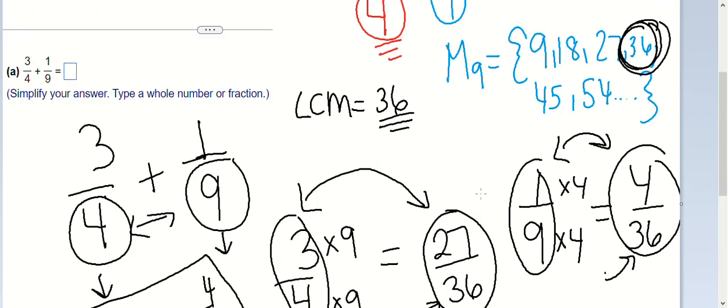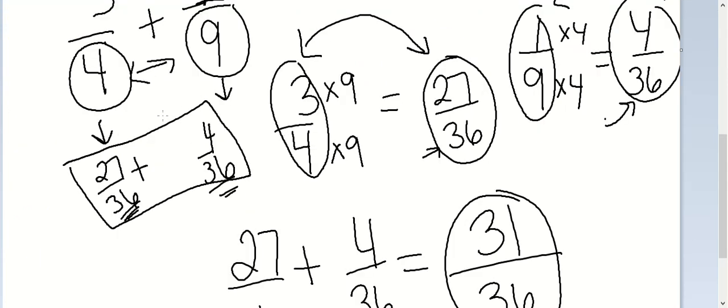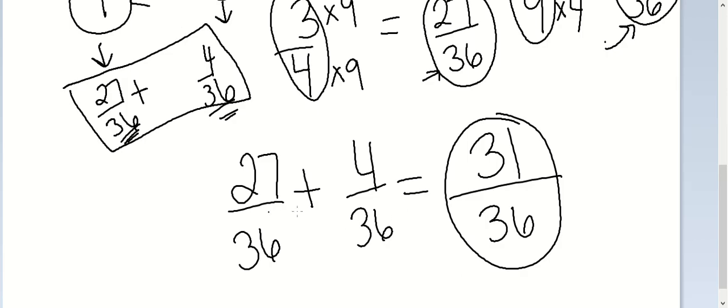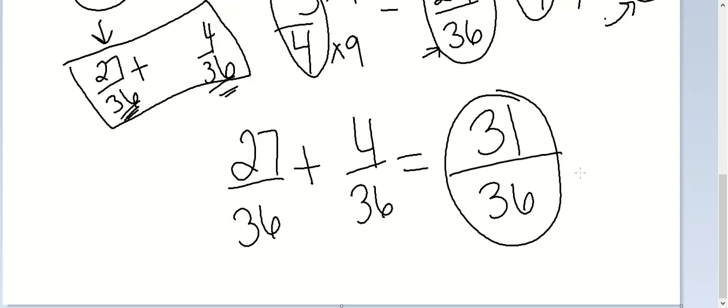Okay, so your goal for this is to look at the denominators and realize, oh, they're different. I can't simply just add. I need to find the least common multiple, so I need to skip count by both of these denominators. Figure out what the smallest multiple they have in common is, change my original fractions to my new fractions so that they have the same denominator, and then perform the addition or subtraction, okay, just like we did here.